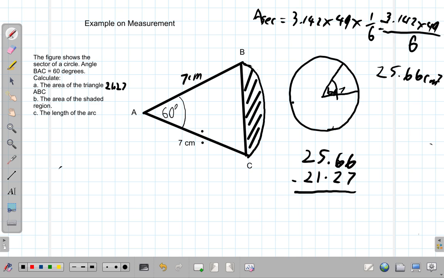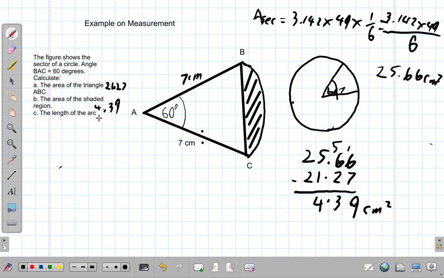So 6 minus 2 is 4, 6 minus 7 you can't, so borrow: 16 minus 7 is 9, 5 minus 2 is 3, 5 minus 1 is 4, 2 minus 2 is 0. So the shaded area is 4.39 centimeters squared. You see that?